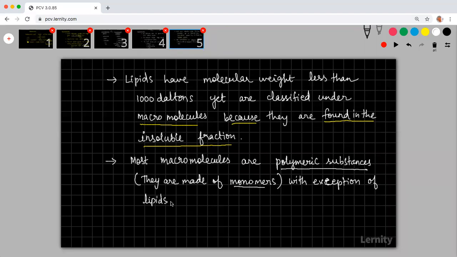If you take any normal organic solvent and dissolve the cell parts, you will get two parts. The substances which are solubilizing will come under one category, and the substances which are not solubilizing will come under a different category. The nature of the compound is what makes it soluble or insoluble.